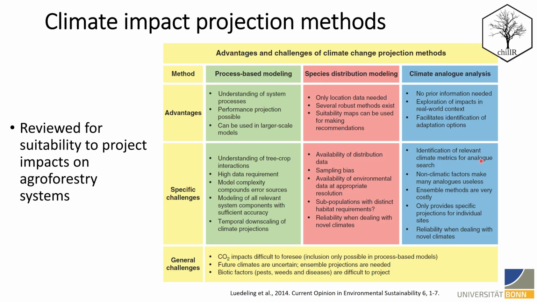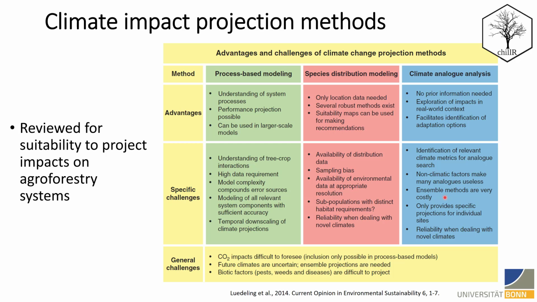Climate analog analysis also has challenges. We have to identify relevant climate metrics for the analog search. There are often non-climatic factors that are really important for determining how certain systems are shaped, and if we omit them, then they can actually make many analogs useless. So if, for example, we have an entirely cultural group living in the analog location with totally different traditions and habits, then we may not be able to learn much.